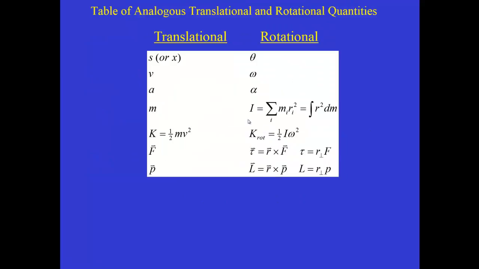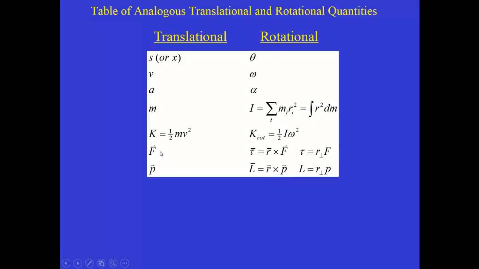Alright, now we have basically filled out completely this table that shows us the relationship between various quantities that describe translational or linear motion, and then the corresponding quantities for rotational motion.